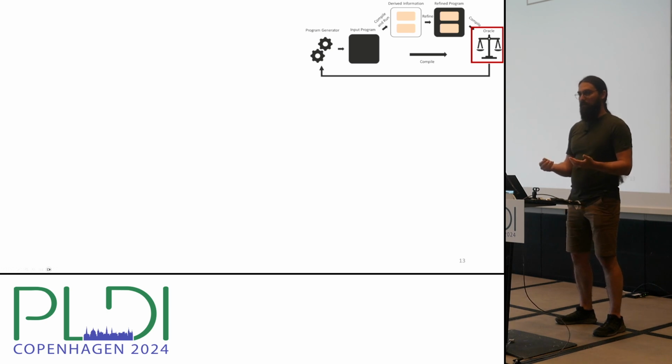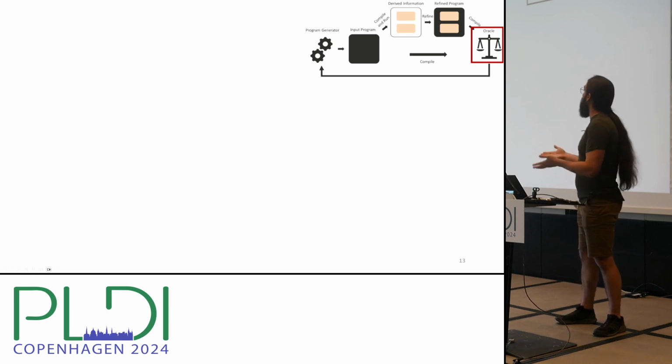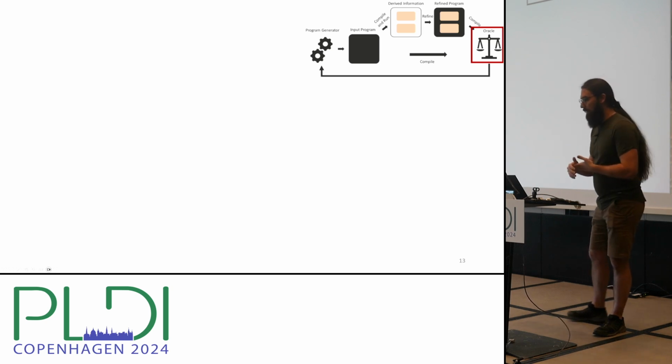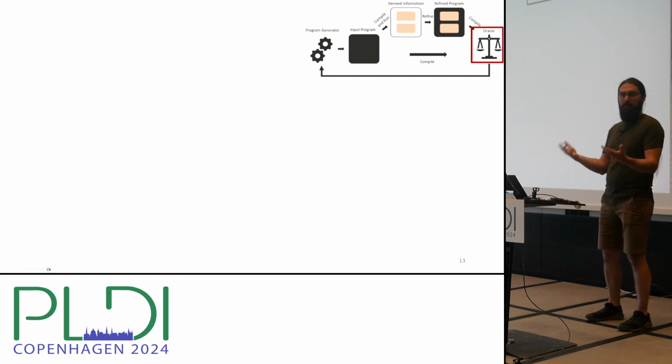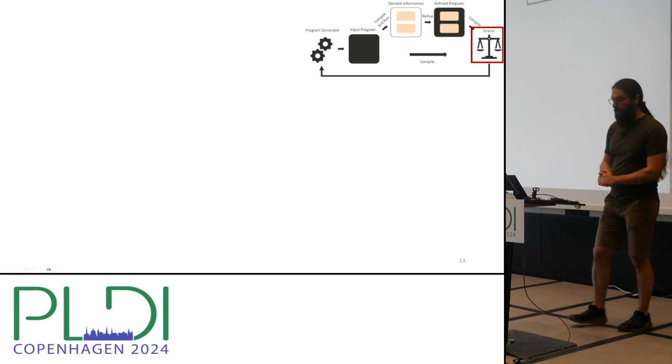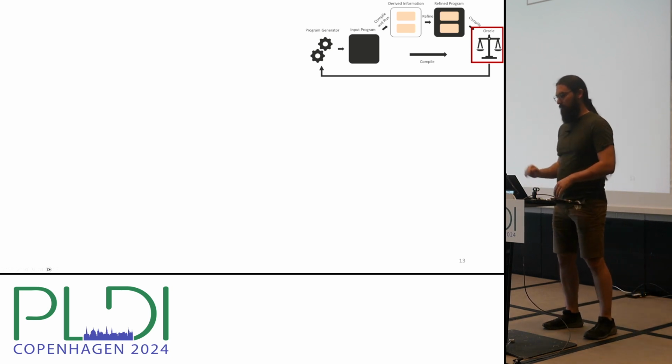So now that we have our modified program, we need to decide, did the compiler misbehave? Did it miss some optimization that it didn't miss before? And for that, we need what we call an oracle that will essentially take the two binaries and somehow compare them. And in this work, we tested three different ones.